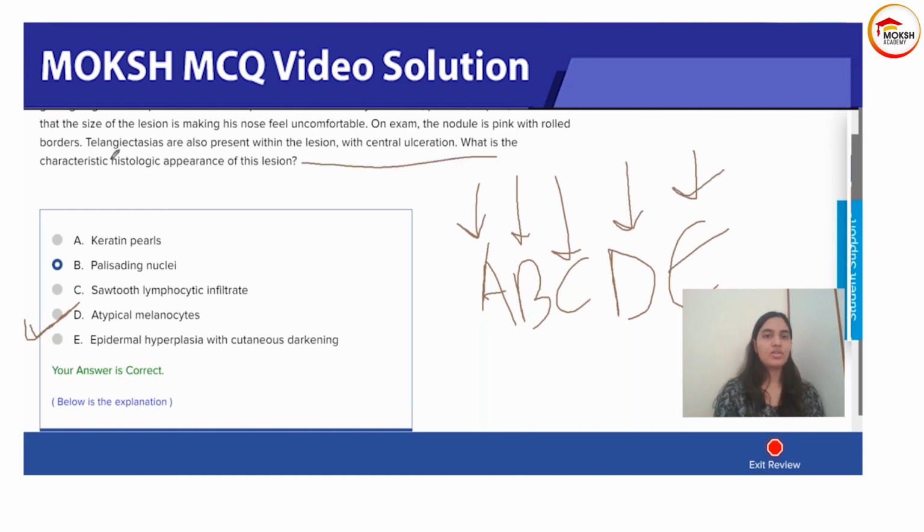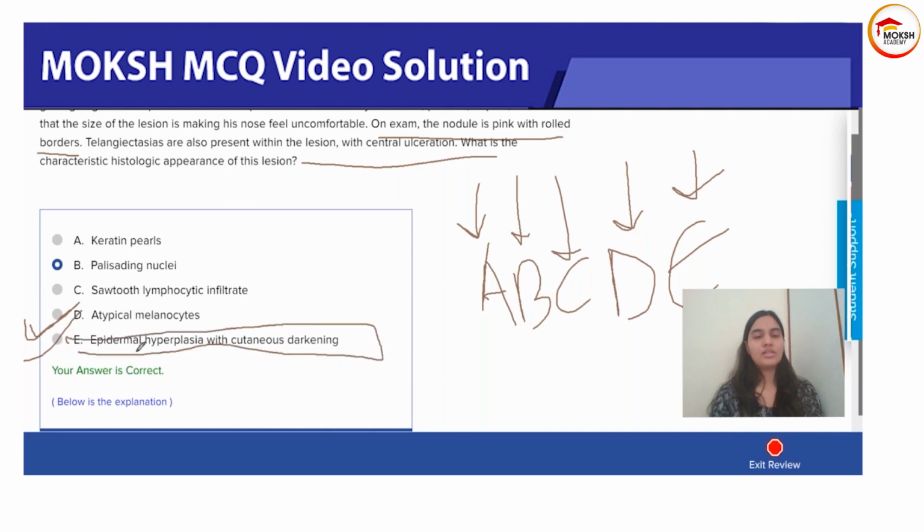The last option is epidermal hyperplasia with cutaneous darkening. This is a classic appearance of acanthosis nigricans, where there will be blackish color on the armpits or around the neck. It is seen in case of PCOS, where there is glucose intolerance. Or it could also be a sign of an underlying malignancy sometimes.